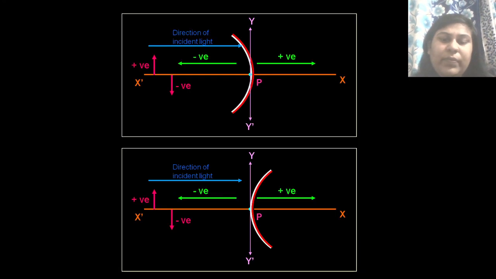Similarly for the convex mirror, if we take distances from the pole, the right side distances are positive, left side distances are negative, upward is positive and downward is negative.